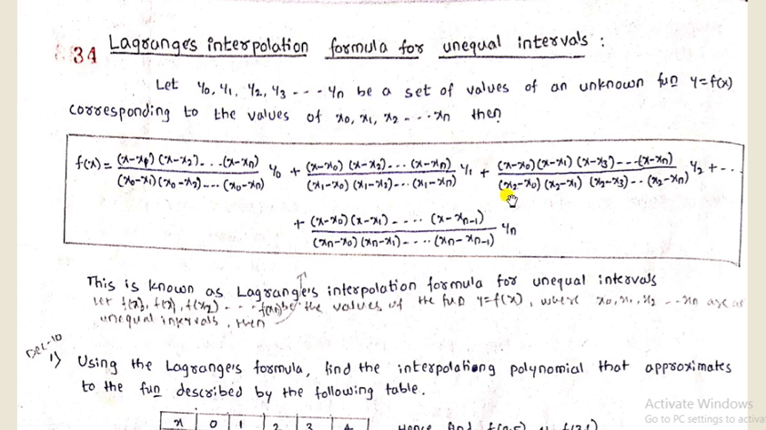plus the third term is (x minus x0)(x minus x1)(x minus x3). Here in the numerator the x2 term is absent, so use the same x2 term in the denominator, that is (x2 minus x0)(x2 minus x1)(x2 minus x3) into y2. We will continue the same process up to n terms, which gives the Lagrange's interpolation formula.